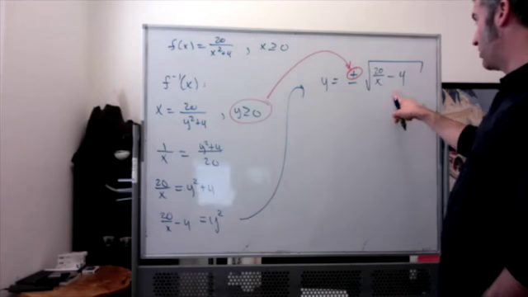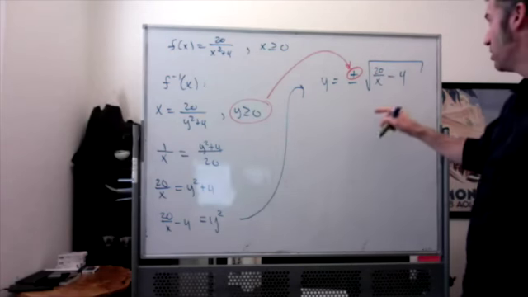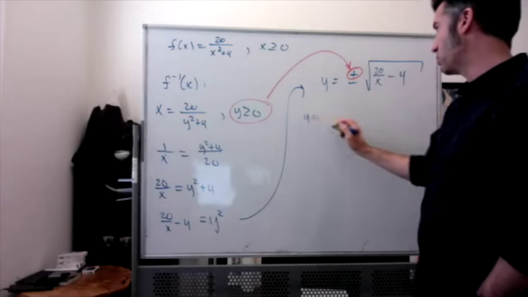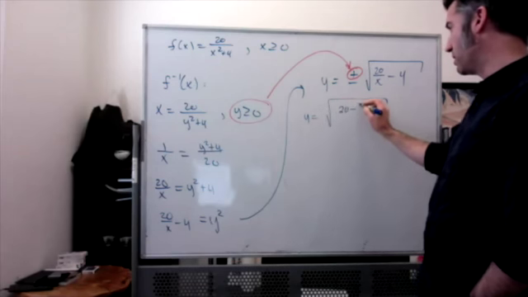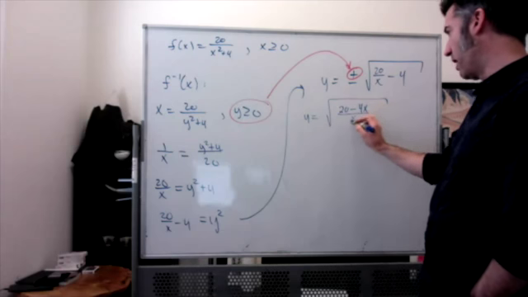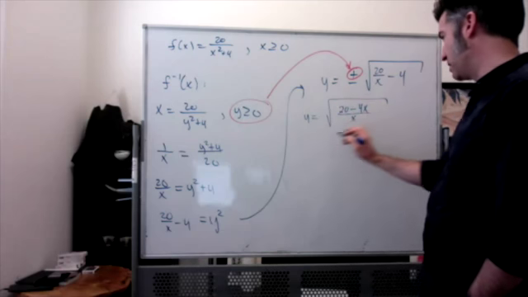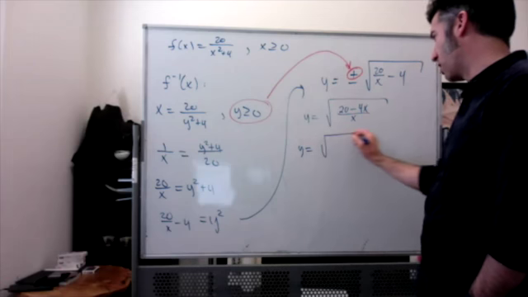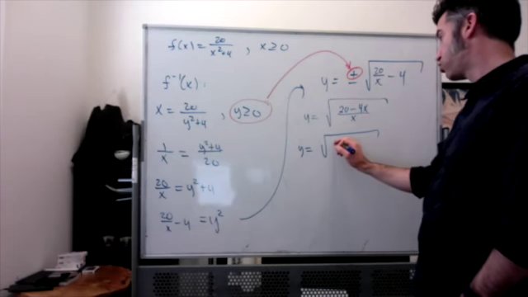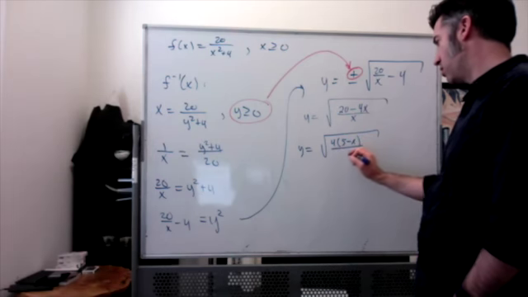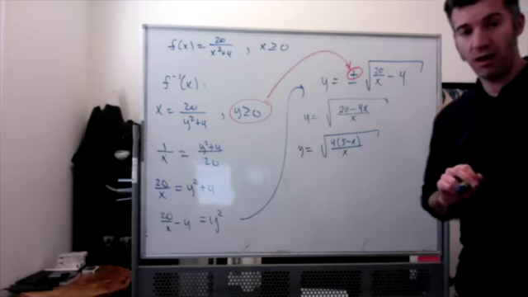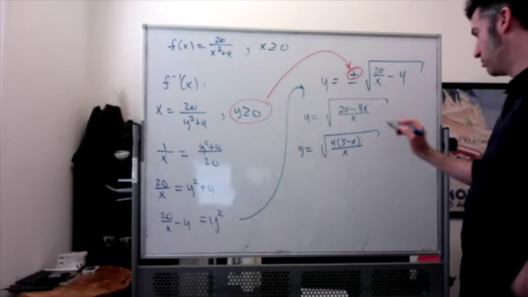And then we're going to solve this. So we need to get the common denominator here. So this is going to be y equal to the square root of 20 minus 4x all over x. Or I might write this as the square root of 4 times 5 minus x all over x. All right, there's our inverse function.